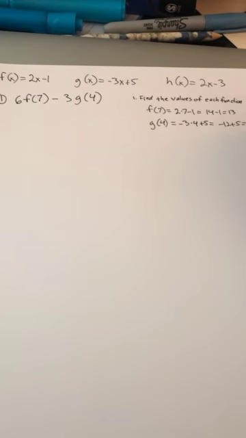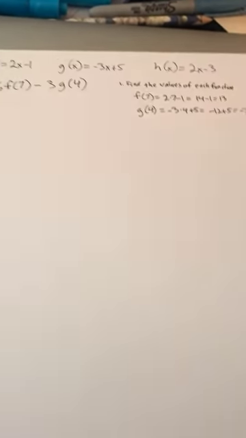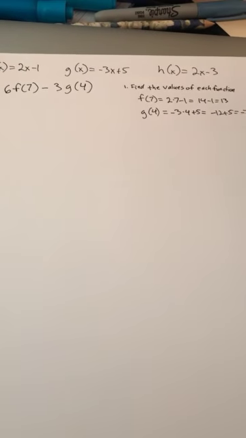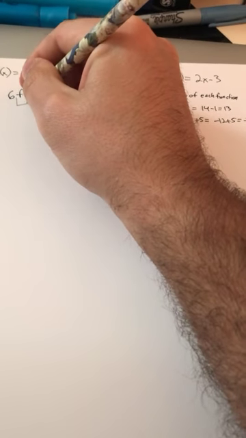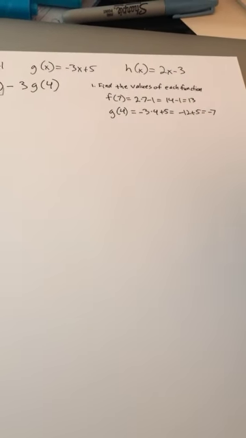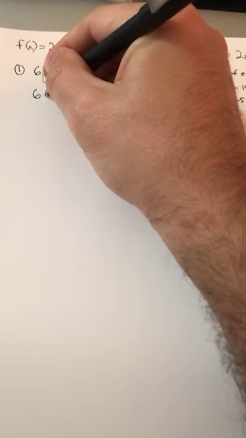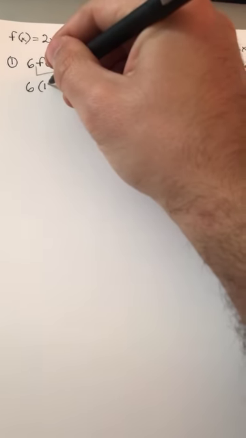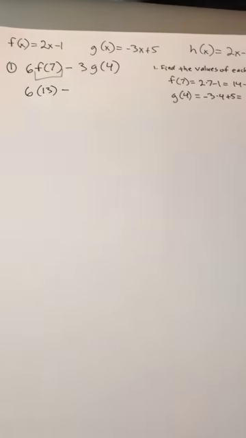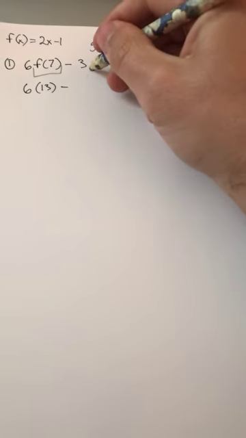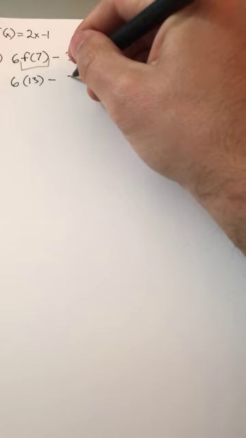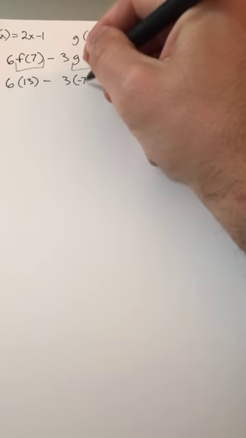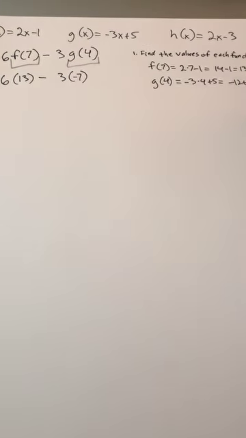Okay, so once you find the values of each function, now that's easy. I can substitute these values in place of the former. So if I had f of 7 here, this f of 7, we know, is the same thing as what? 13. So instead of saying 6 f of 7, I can just say 6 times 13. And then minus, instead of g of 4, I can say 3 times negative 7. I apologize. This is easy to solve.